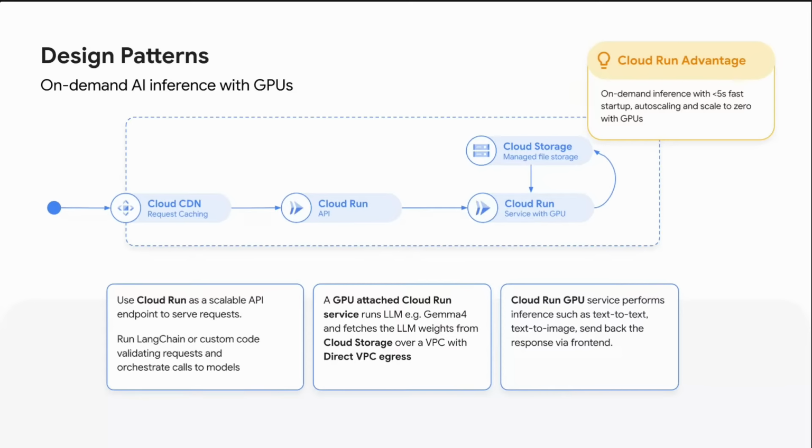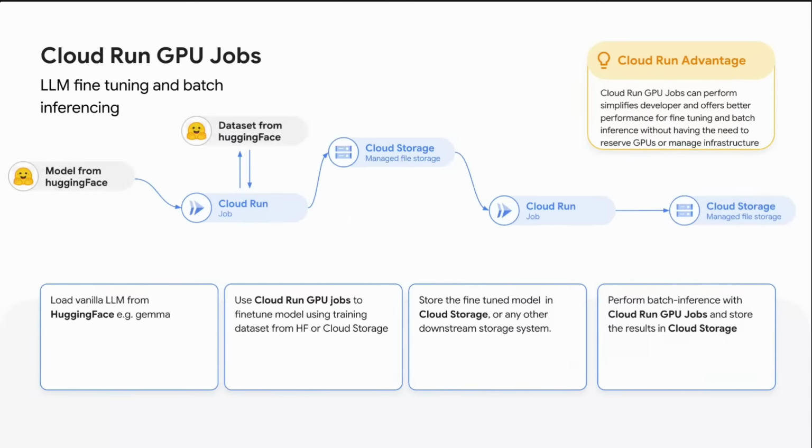Now, let's look at another design pattern here. Say Cloud Run GPUs are doing LLM fine-tuning and batch inferencing. Fine-tuning Gemma models is a very popular way to specialize them for a special use case or domain. Instead of tuning a large model from scratch, you can take the pre-trained Gemma models and train them further on a smaller custom data set. This is a lot more efficient and cost-effective as well.